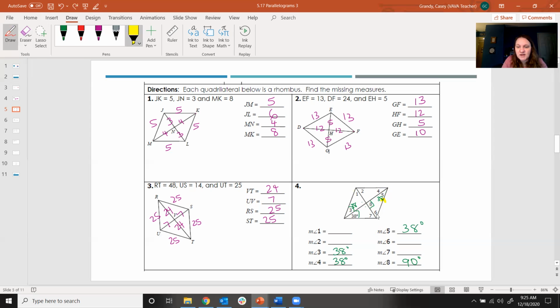Okay, so here we got a triangle. We know that the 3 angles in a triangle will always add up to 180. So 90 plus 38 plus angle 6, which we don't know, has to add up to 180. We can combine our like terms and subtract from 180, and we will get 52. So the measure of angle 6 is 52 degrees.